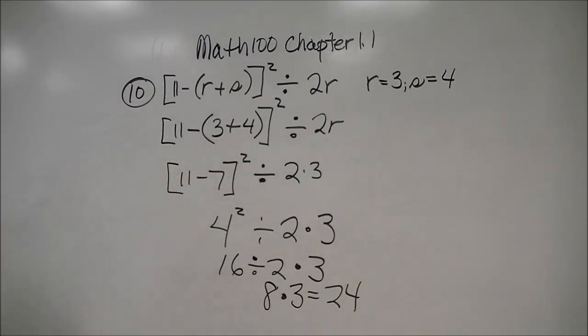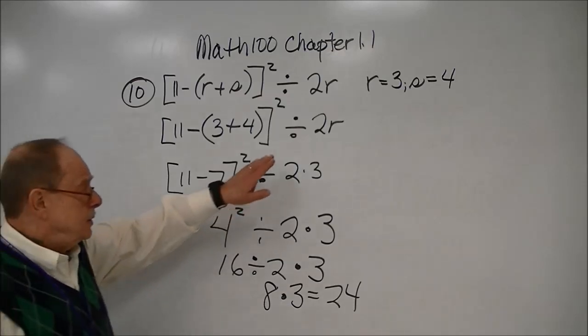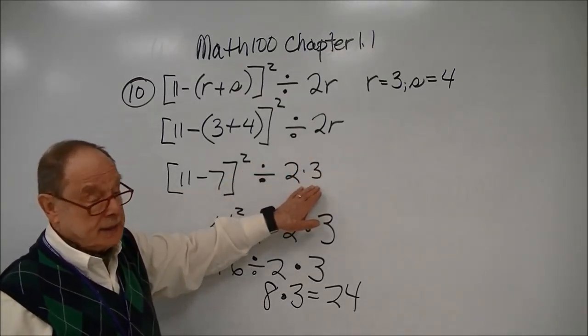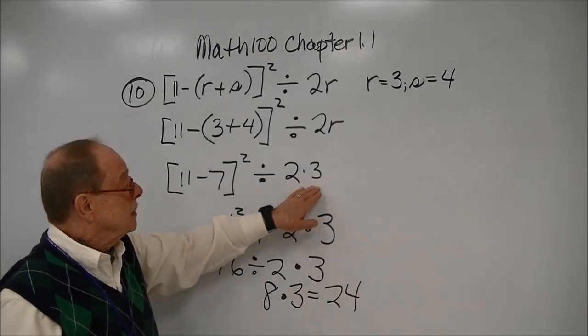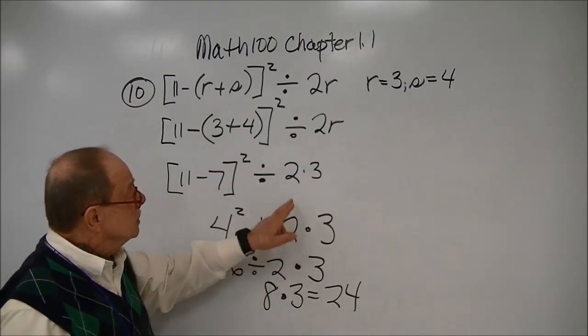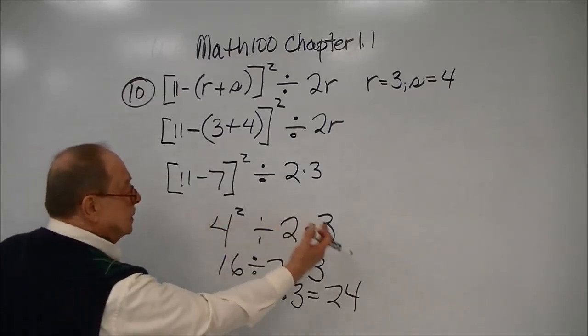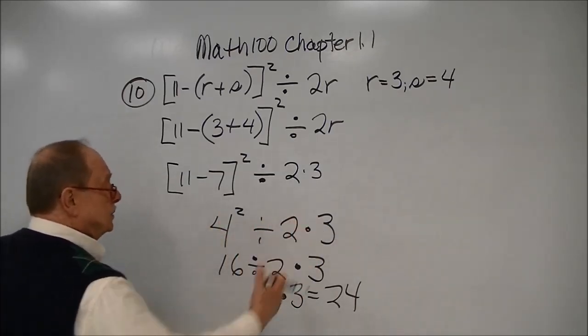And that's the answer. Because if you do this multiplication first, that's incorrect. You have to do the division first. Whatever comes first as you go from left to right.